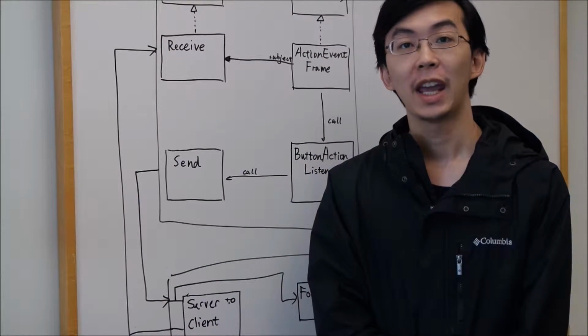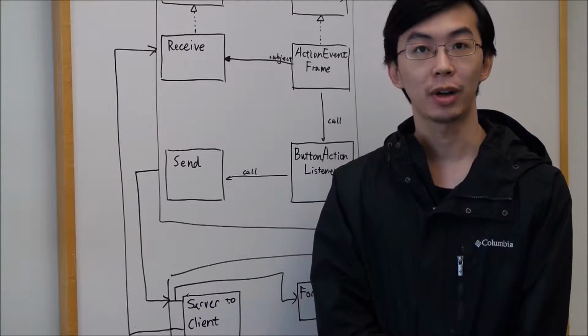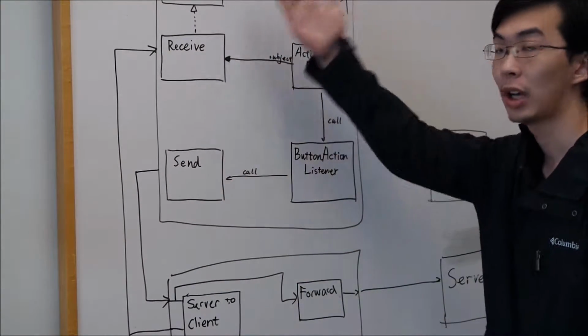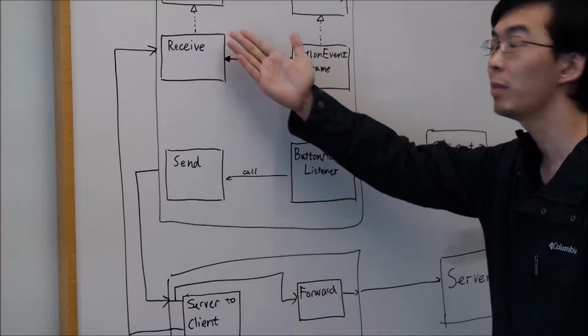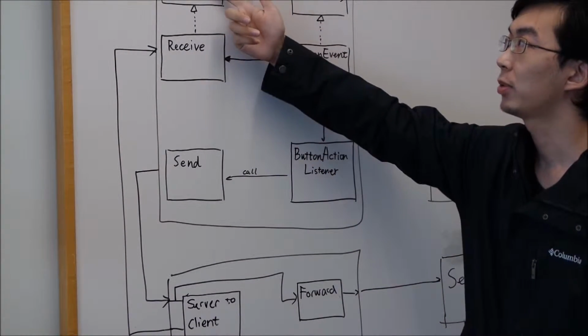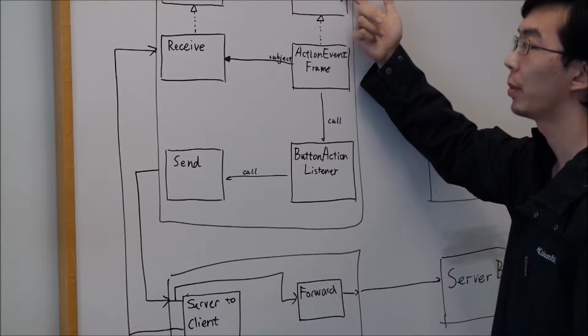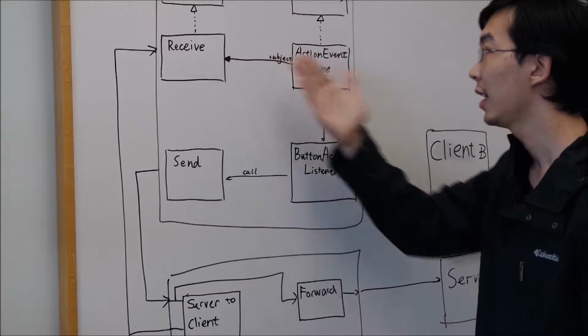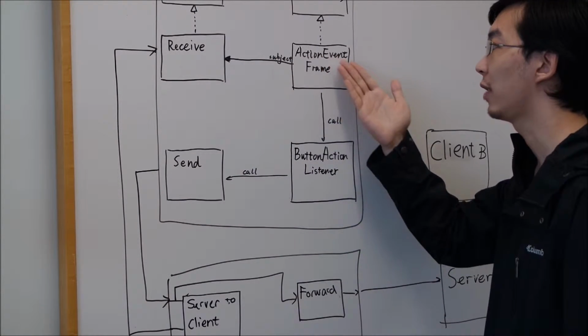Hello, I'm Dongyang, and I'm responsible for the graphic user interface, which means the UI part. Here is how I implement that. We have 6 classes here: abstract subject, abstract observer, and concrete subject, which means the receive class, and concrete subject, which means the action event frame.